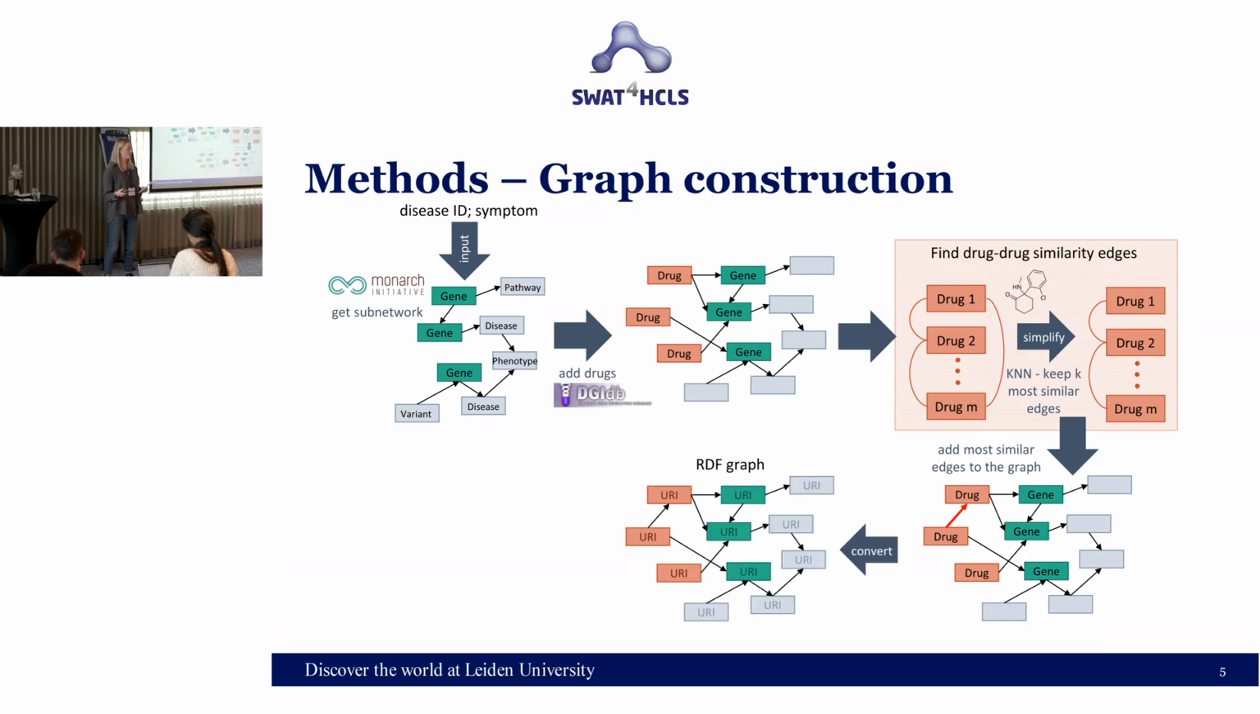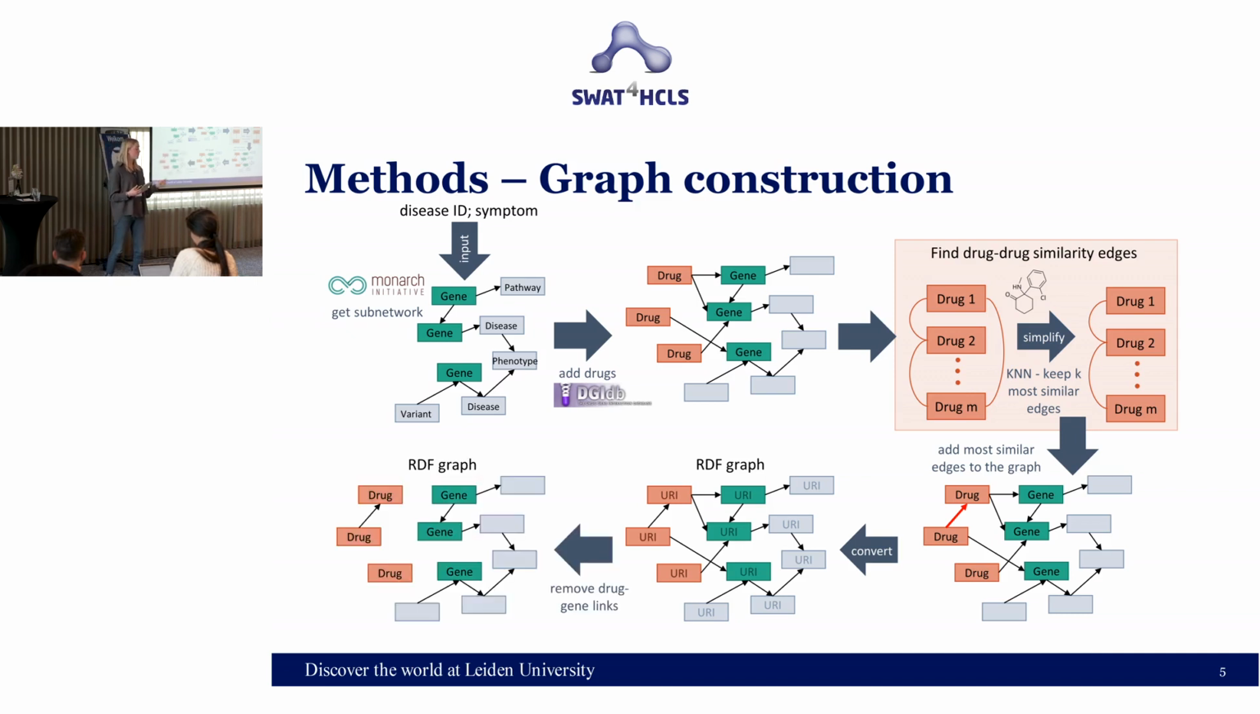We then transformed this into an RDF graph where the nodes and edges are uniform resource identifiers. Before embedding the graph, we temporarily removed the edges between the drugs and genes. This is because when embedding, if you keep these edges, all the drug embeddings will be really similar to the gene embeddings these drugs directly interact with. So only for the embedding step, we see it as two separate graphs, and afterwards we add whether the interaction is known, yes or no.